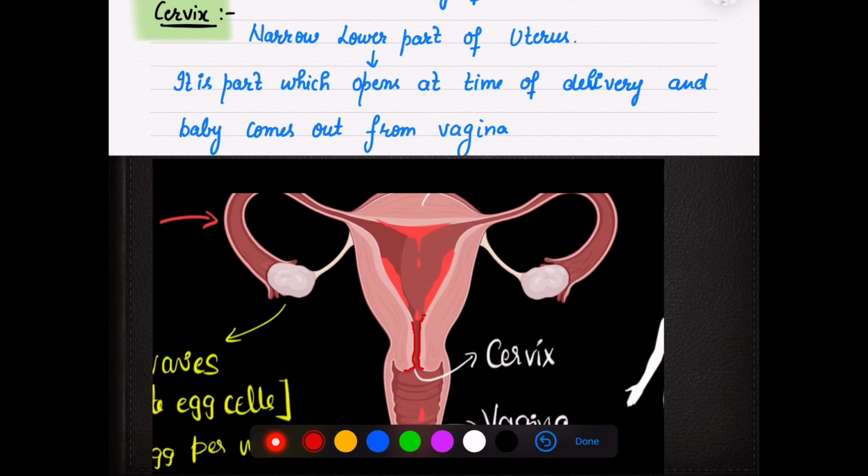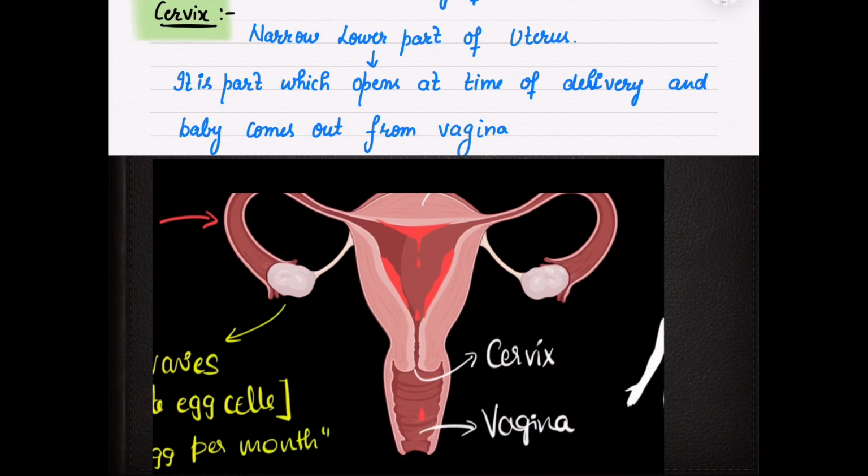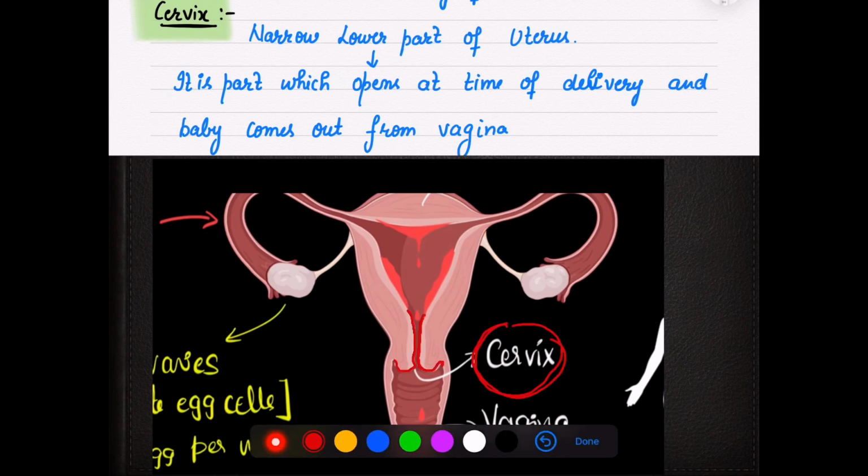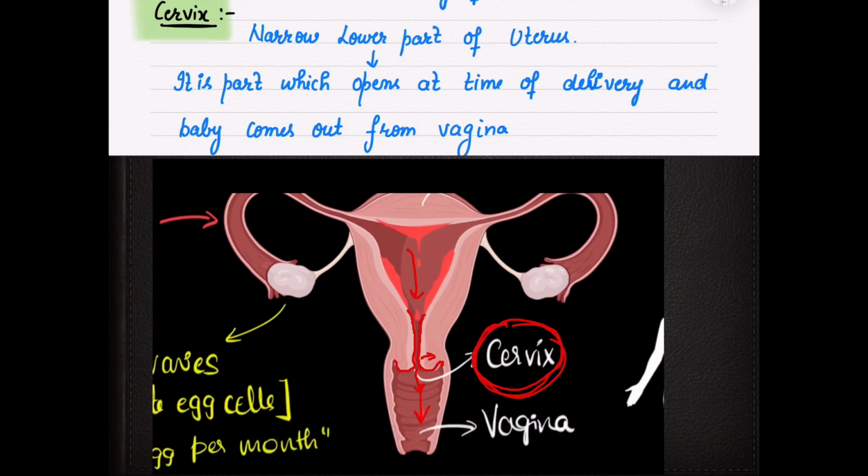It is narrow, basically with very little space. This narrow lower part of the uterus is known as the cervix, and this is the portion which has to open at the time of normal delivery, because if it does not open, how is the baby going to come out from the uterus? So this is the portion which opens first at the time of delivery with the contraction, and then the baby comes out through the vagina.